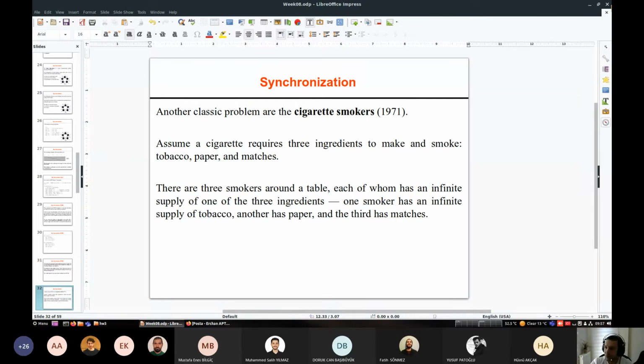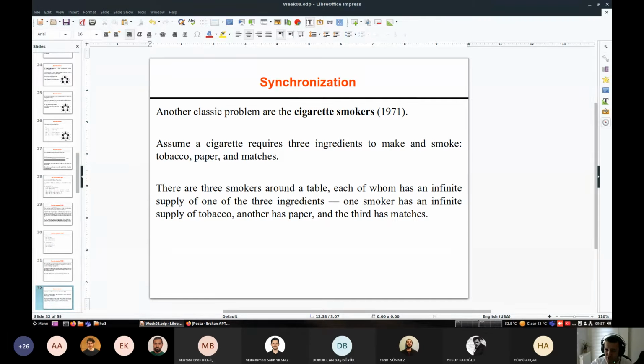Now, in 1971, this problem appeared, and it is different. It is different from the dining philosophers. It is different from the producer-consumer. How is it different? Assume a cigarette requires 3 ingredients to make and smoke. So you need 3 things in order to make a product: tobacco, paper, and matches.